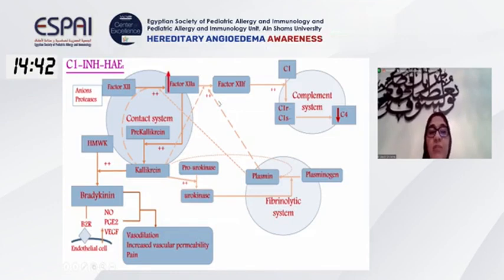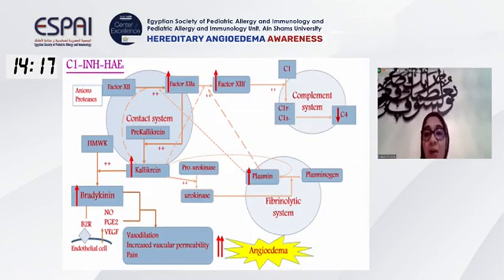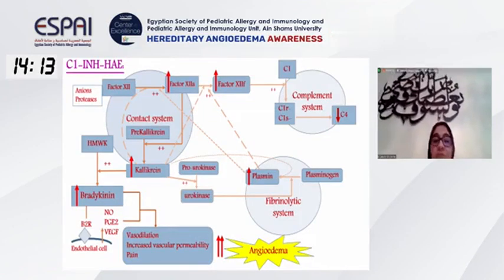Therefore, there will be a marked increase in the production of activated factor 12, increased kallikrein, and therefore increased production of bradykinin, and the end results are excessive vasodilation, increased vascular permeability, and the resulting angioedema. There will also be increased plasmin and increased fragment factor 12 with excessive C4 depletion.